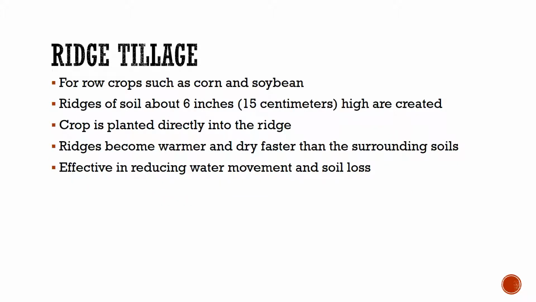So ridge till, I'll show you a picture of a ridge till in just a second, but this is for row crops like soybeans or corn. The crop is planted directly into the ridge, and it's really important to reduce the water movement through the soil so it's infiltrating into the soil, not running off. And as that ridge becomes warmer and dries faster than the surrounding soils, it's able to keep all of those nutrients where that seed would be.